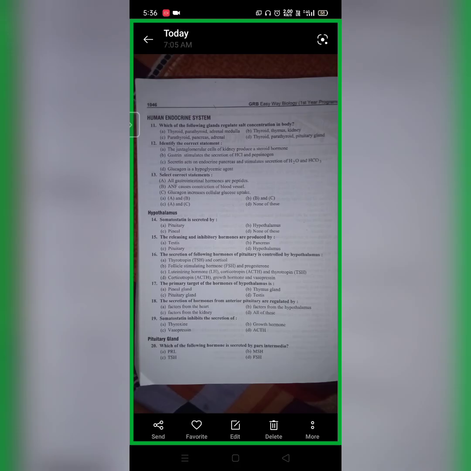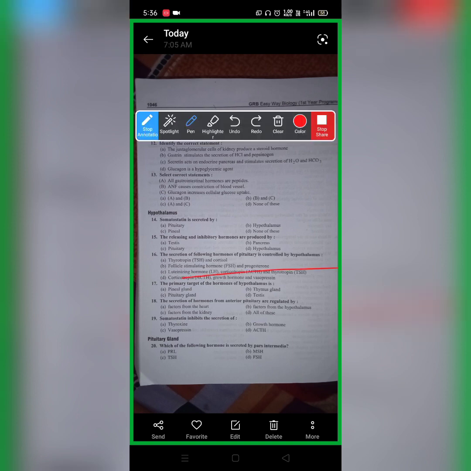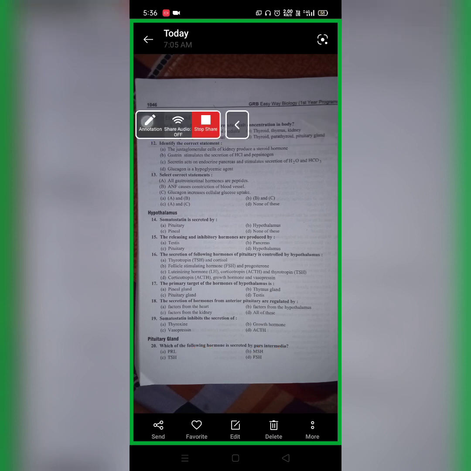Now coming to the MCQs of the pituitary gland. The first question they are asking is: which one of the following hormones is secreted by the pars intermedialis? The pars intermedialis mainly includes only one hormone, that is the melanocyte stimulating hormone.